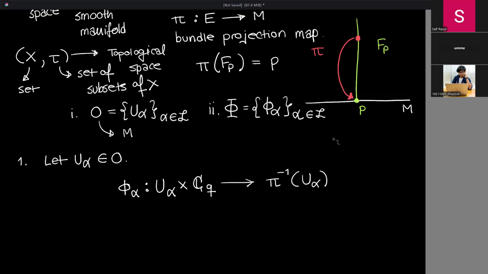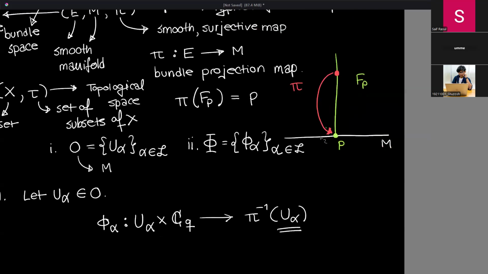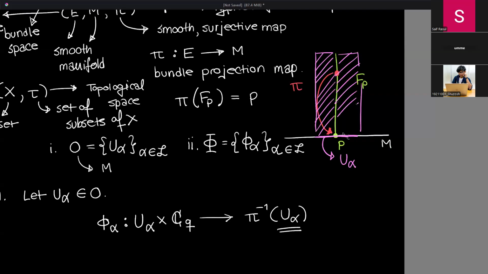But here we don't have a point. We have a subset of M. So let's say this is our open subset U alpha. That means we get back this part of the bundle, the part of the bundle that is right above our subset. So that's what we're looking at.